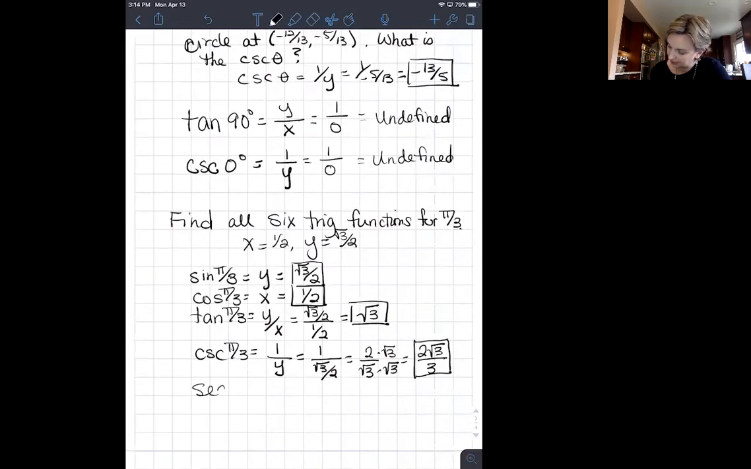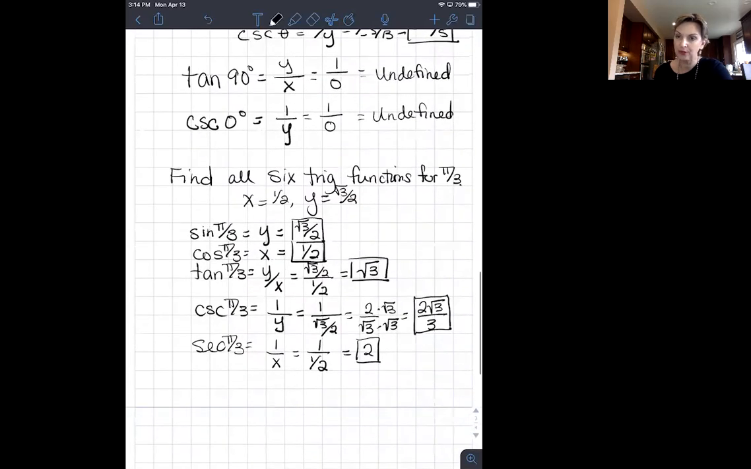What about the secant? Right, that's going to be the reciprocal of cosine, 1 over x. And I have x right up there, it's 1/2. So it's 1 over 1/2, or 2. Feel free to pause the video, take a breath, catch up on what I'm doing, right? I'm moving through these pretty fast, so it's okay if you need to slow down for a minute.